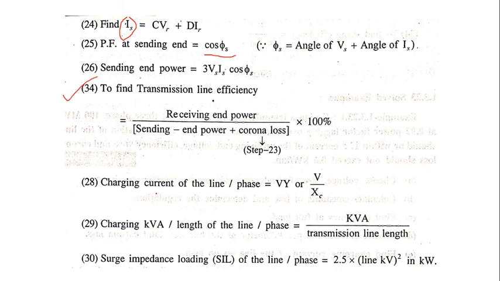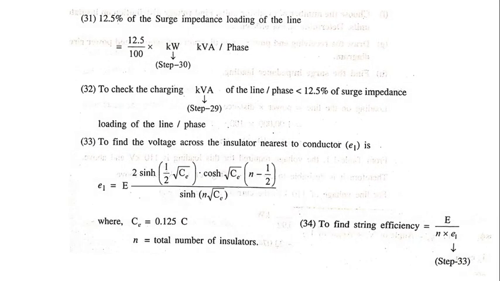Now the charging current that is required for the line is given by V into Y, or we can also derive it by V by Acsr. Second, charging kVA per length of the line, that is the equation of kVA divided by transmission line length. From that we can find the charging kVA. And surge impedance loading, that is equal to 2.5 into line kV square in kilowatt, that we already defined in this PPT. Okay, so this is how we are going to find our surge impedance loading.